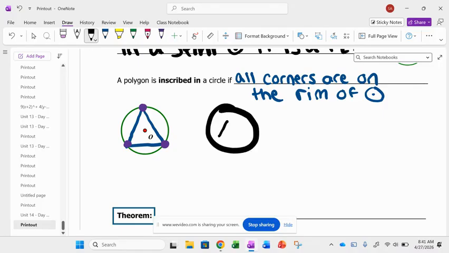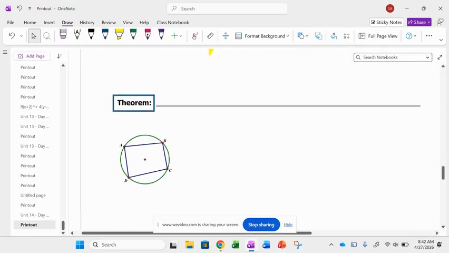If I drew it like this, is this triangle that I just drew in black inscribed in the circle? No, why not? Why is that bad? Its corners aren't where? Good. The corners are not on the rim of the circle. So this triangle is not inscribed in the circle. All right.